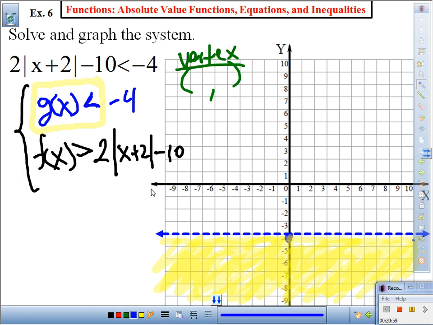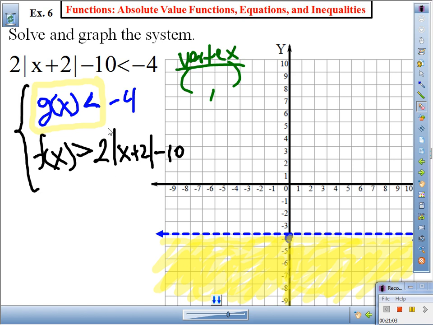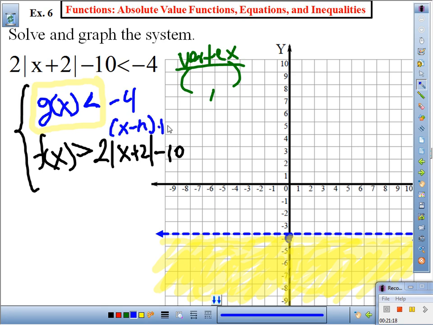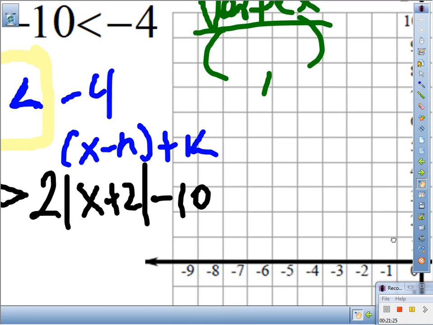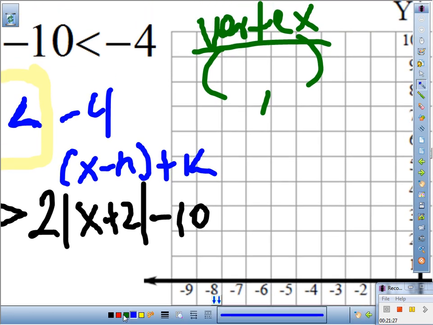Now, once again, some of you that struggle with that, remember, right above it or right below it, write parentheses x minus h plus k. Why do I write that above it or below it? So I can look at it and find my h and my k, which is the vertex. So which is the easy one? The k, which is what? Negative 10. I got that.